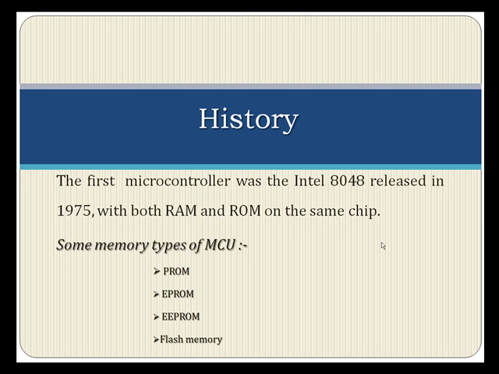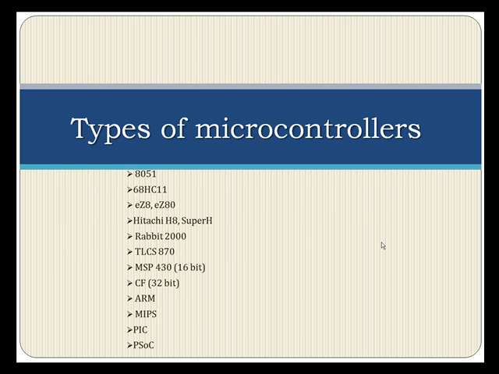Okay, here we can see the history of microcontrollers. The first microcontroller was the Intel 8048, released in 1975 with both RAM and ROM on the same chip. That is the specialty of that microcontroller. Some memory types of microcontrollers used today are PROM, EPROM, EEPROM and flash memory. These are some types of microcontrollers we use.